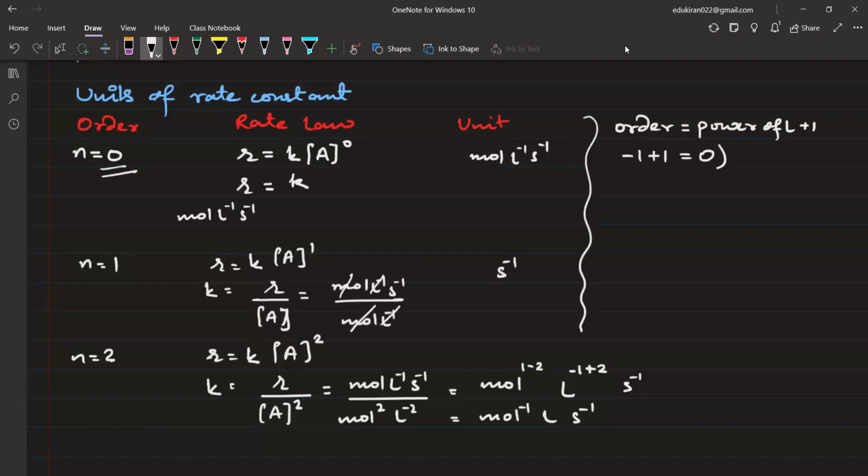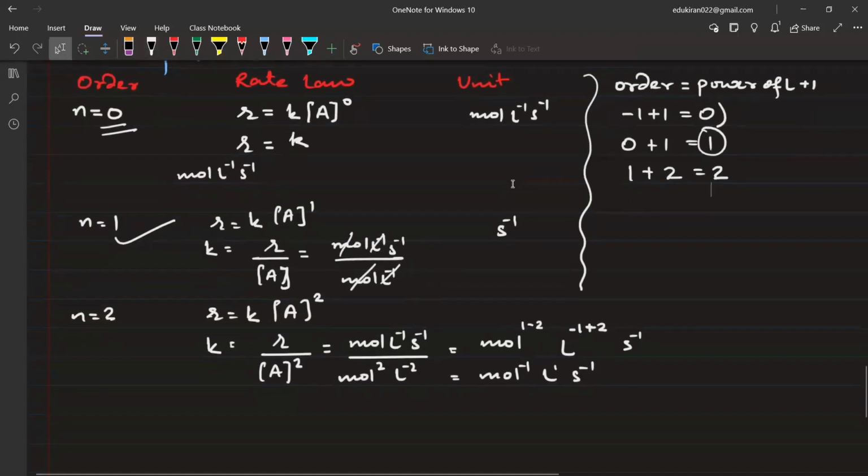Here, what is the power of L? Here there is no L at all. That means the power of L is equal to 0. L to the power 0 is equal to 1. That is why we have nothing here. So 0 plus 1 will be equal to 1, and this is the order of the reaction. See here, liter to the power how much? No power, sir. No power means 1 power. That means 1 plus 1 will be equal to 2. That is the order of reaction. See, this is a trick.